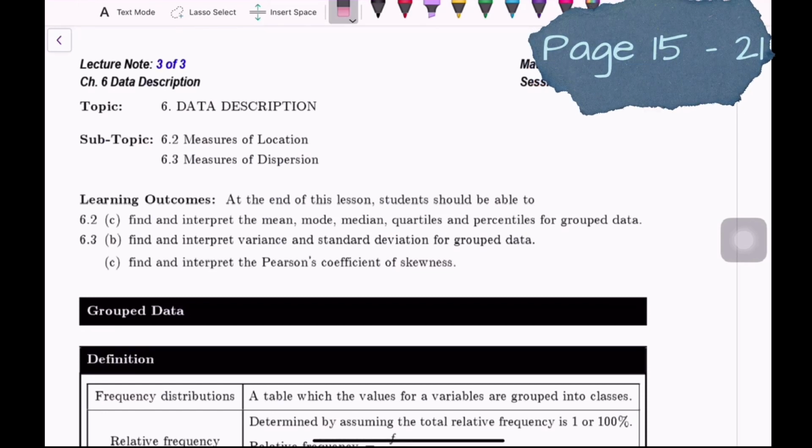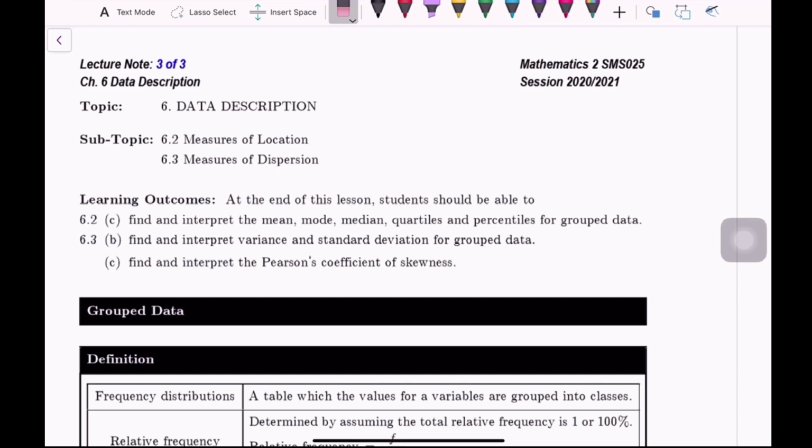6.2 Measure of location, 6.3 Measure of dispersion. Learning outcomes. At the end of this lesson, students should be able to find and interpret the mean, mode, median, quartiles, and percentile for group data. Find and interpret the variance and standard deviation for group data. And find and interpret the Pearson's coefficients of skewness.